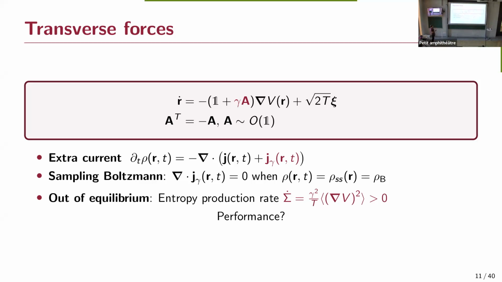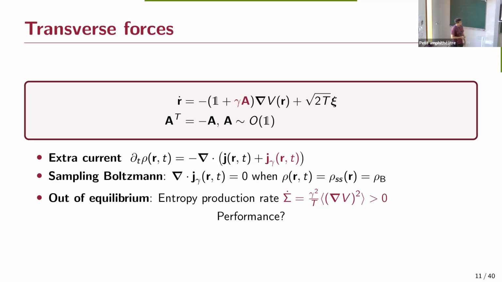So in this case, I'm introducing an extra current inside the Fokker-Planck equation. The divergence of this extra current, when evaluated in the Boltzmann distribution, is equal to 0, so that in the steady state, I'm sampling Boltzmann, and I'm out of equilibrium. One way in which one can show it is to compute the entropy production rate, a measurement of the length of the arrow of time in your system, and it's positive. And when the entropy production rate is positive, you are in a situation where you are out of equilibrium.